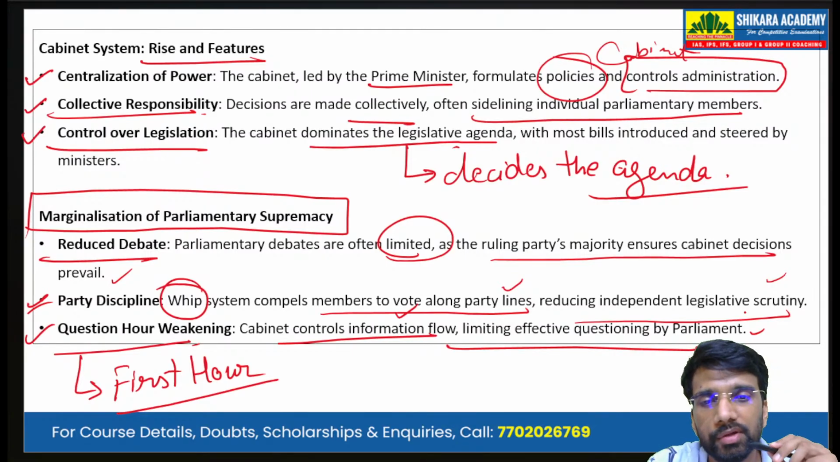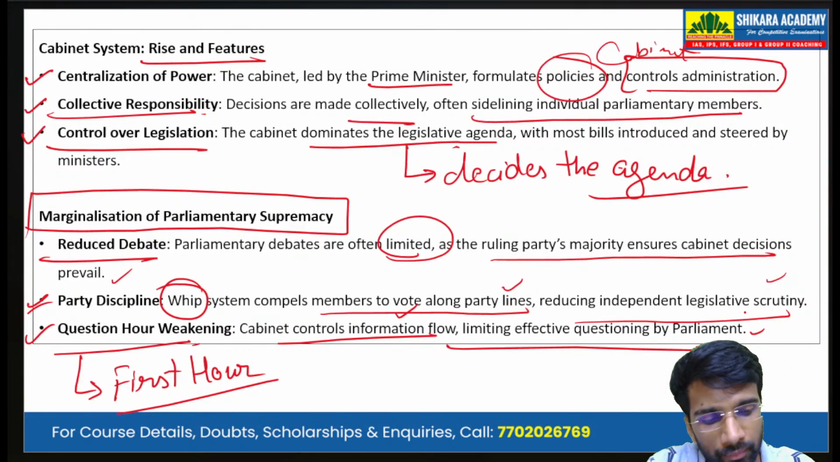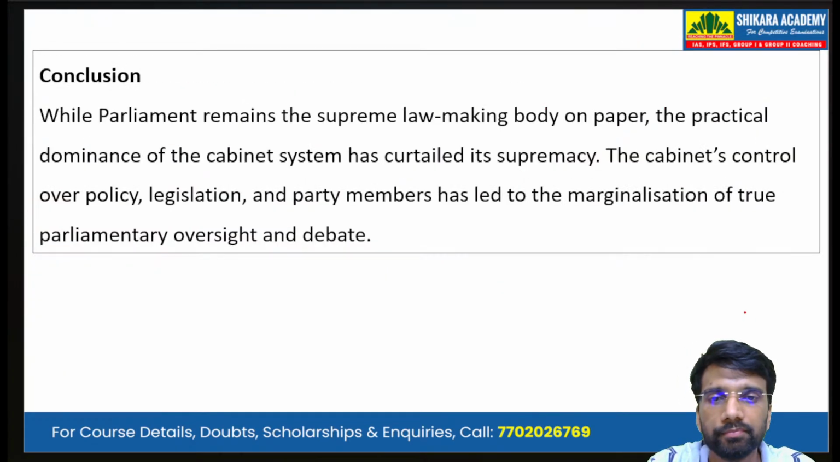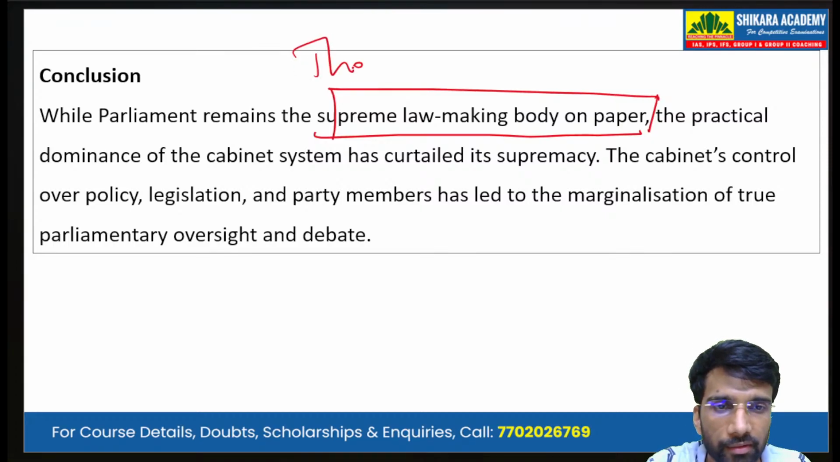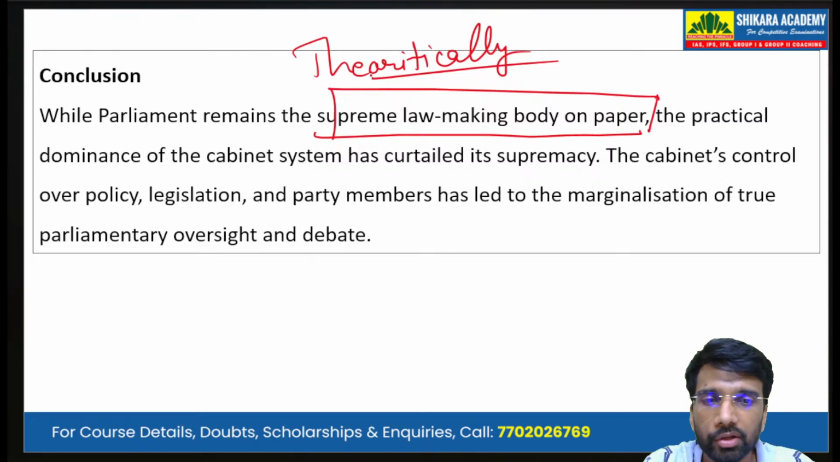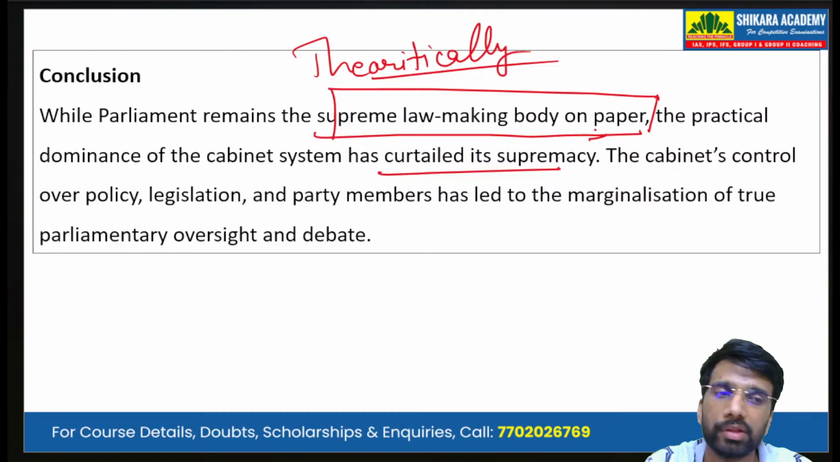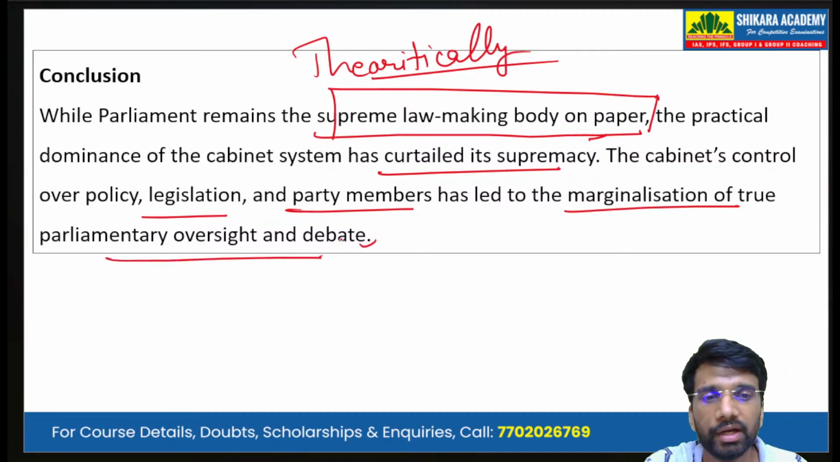Because of all these three reasons, we say that there is the marginalization of the parliamentary supremacy with the rise of the cabinet system. In conclusion, we summarize the answer that while parliament remains the supreme lawmaking body on paper, that is theoretically, the parliament is supreme. The practical dominance of the cabinet system has curtailed its supremacy. The cabinet's control over policy, legislation, and party members led to the marginalization of true parliamentary oversight and debate. It has led to the decline of parliamentary oversight and parliamentary debates.